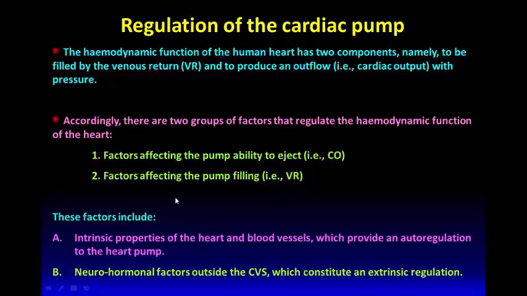These factors could be intrinsic properties of the heart and blood vessels, and this provides autoregulation of the heart pump. Or the factors which regulate the cardiac output and venous return could be extrinsic to the heart, in the form of neural and hormonal factors. And these factors which are extrinsic to the cardiovascular system constitute an extrinsic regulation of the cardiac pump.